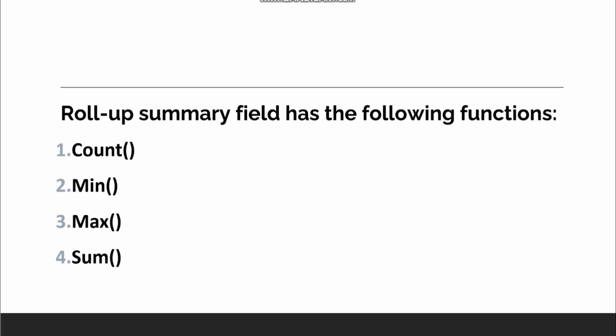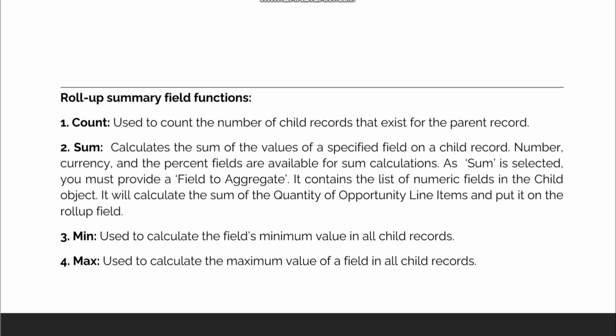Now, we have four functions: count, min, max, and sum, as I already told you. The roll-up summary field function count is used to count the number of child records that exist for the parent record. So whatever the parent record is, whatever child records it has, that count is the count function.